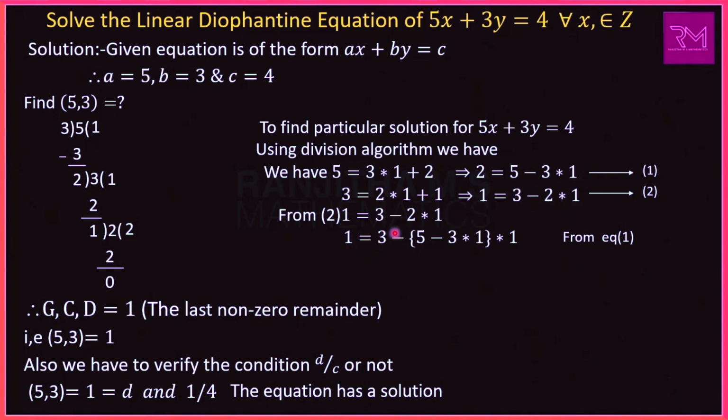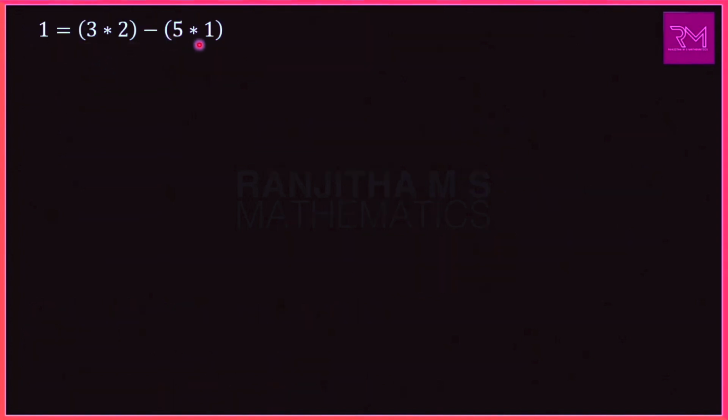It is 1 which is equal to 3 minus, here we know that 2 is 5 minus 3 into 1, into 1. Next step, multiply 1 inside the bracket, we get 3 minus 5 into 1. Here minus 2 minus plus 3 into 1. Here we have 3 into 1, here also we have 3 into 1. If we add these values we get 1 which is equal to 3 into 1 plus 1 minus 5 into 1. Here we know that 1 plus 1 is 2. So take the equation as 1 which is equal to 3 into 2 minus 5 into 1.